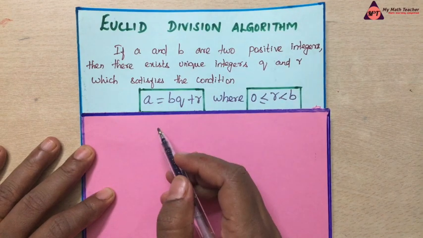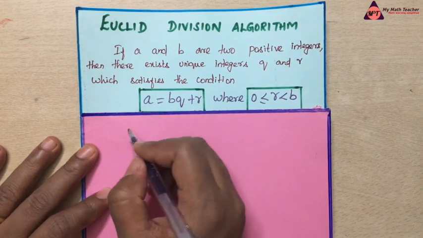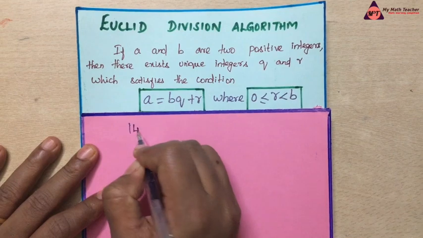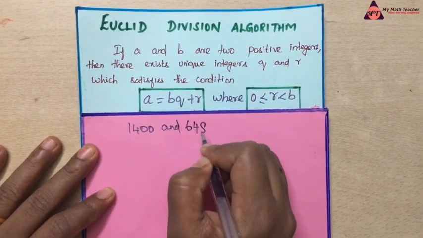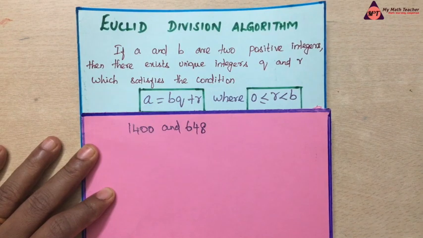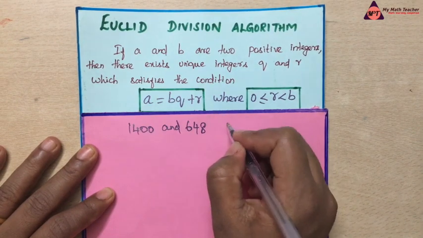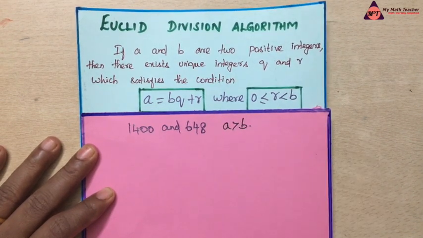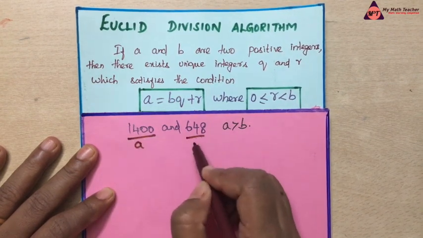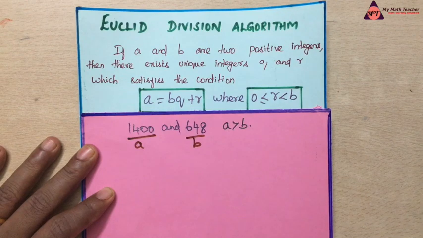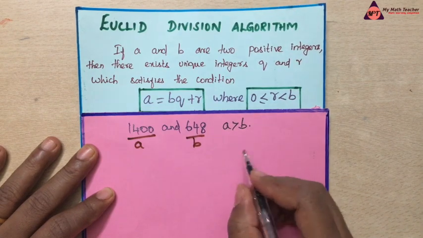Let me take another example and explain this. So let us take some large number like this, 1400 and 648. Now here a is greater than b. So this is taken as a and this is taken as b. Now we have to do the division.